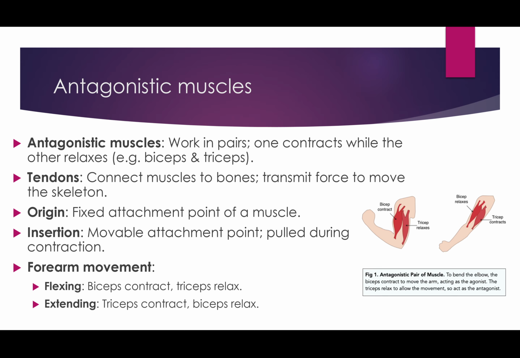contracting. And then finally, antagonistic muscles work in pairs. When one contracts, the other relaxes. For example, when the biceps contract, the triceps relax, etc. The tendons connect muscles to bones and they transmit the force to move the skeleton.